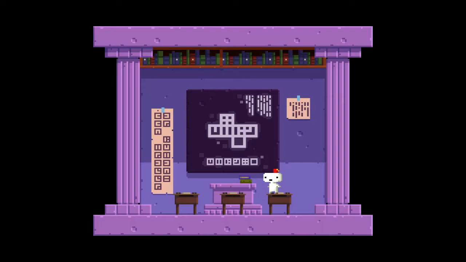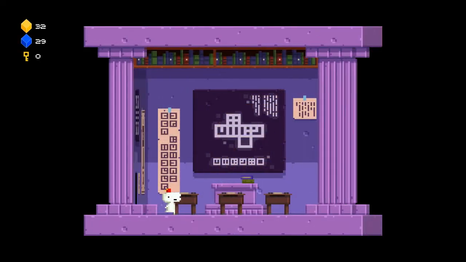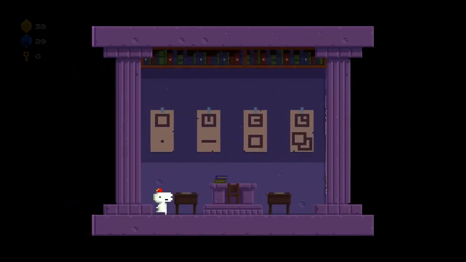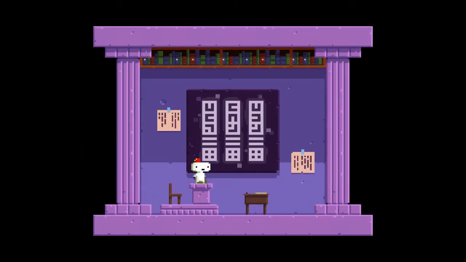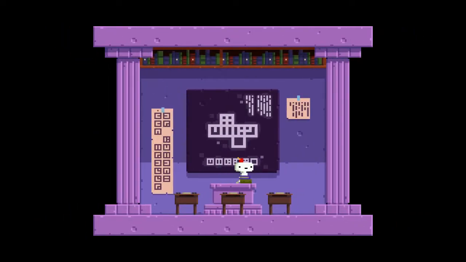The question is, what do the other symbols represent? The problem is we need to know this. We need to be able to count, because some of the other puzzles in the game rely on that. Because we know 0, 1, 2, 3.